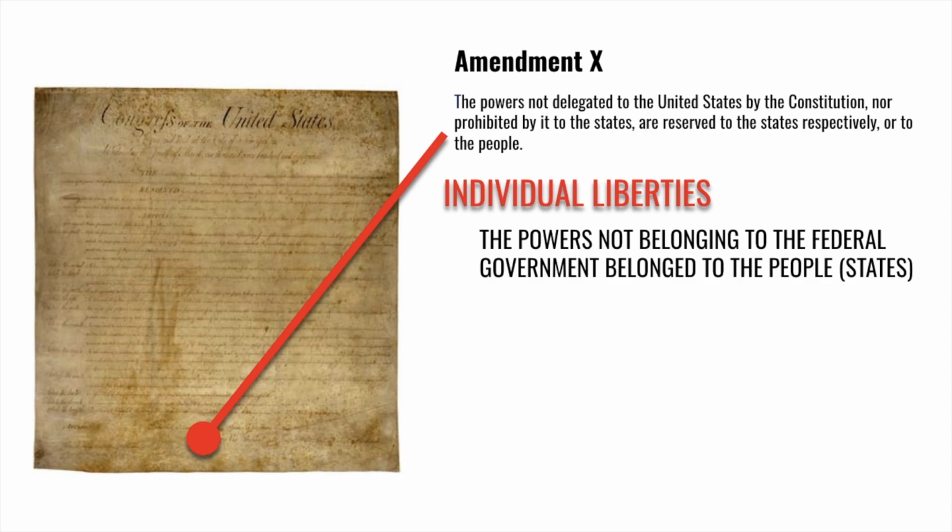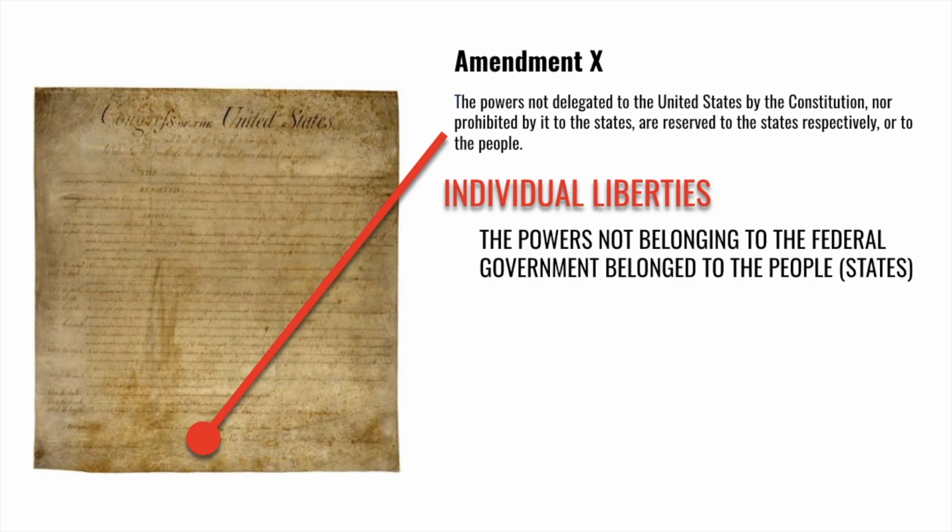And the 10th Amendment says the powers not delegated to the United States by the Constitution nor prohibited to it by the states are reserved to the states respectively or to the people. Again, this can be a little confusing in terms of the language, but basically the individual liberty that we're talking about here is that if there is something that is not specifically given to the federal government, then it belongs to the people and or to the states.